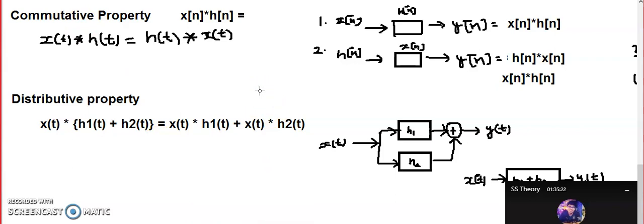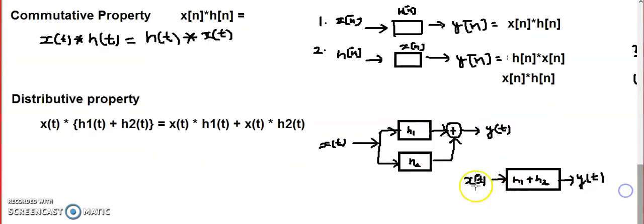Convolution follows the distributive property. It means that the parallel combination of LTI systems can be replaced by a single LTI system whose unit impulse response is the sum of individual unit impulse responses of the parallel combination. ठीक है, ये parallel combination है, we can replace it by a simple system like this whose impulse response is the sum of individual impulse responses.